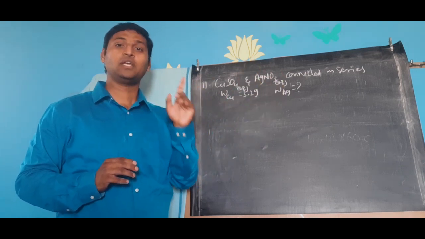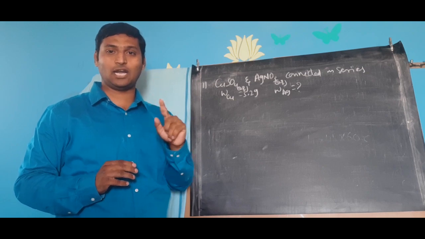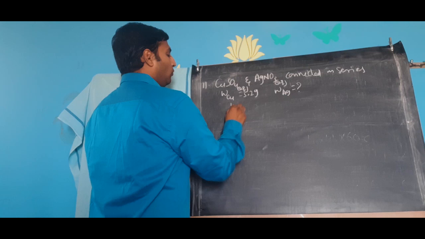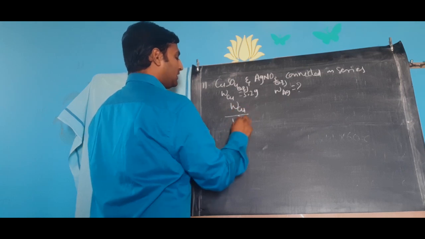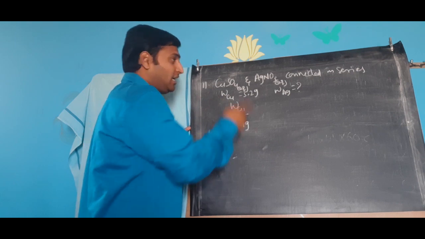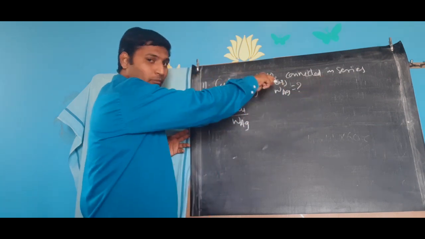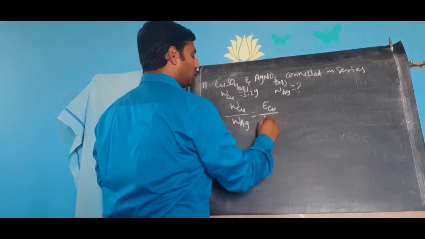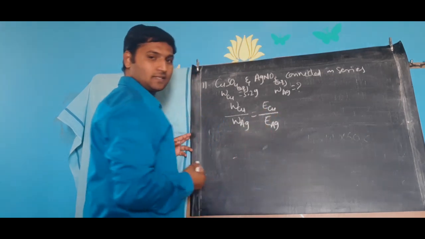This is the question. And according to Faraday's second law of electrolysis, you know very well that the ratio of masses of elements deposited at respective electrodes, if two solutions are connected in series and the same quantity of electricity is passed, is equal to the ratio of their equivalent masses.